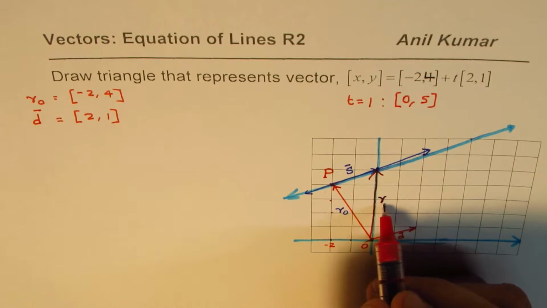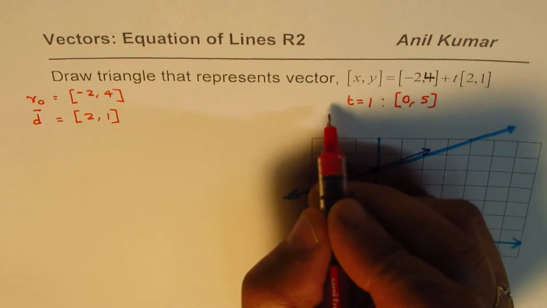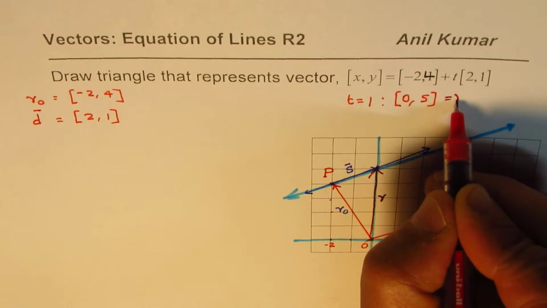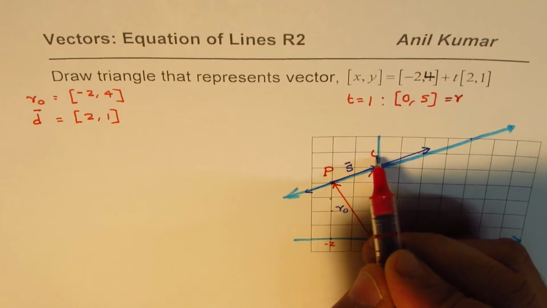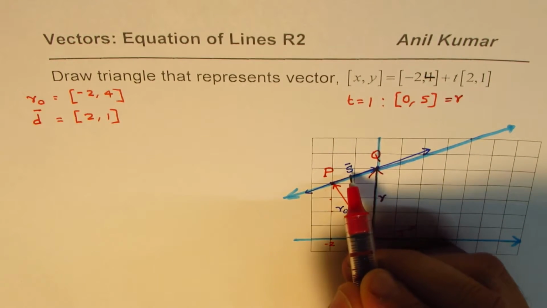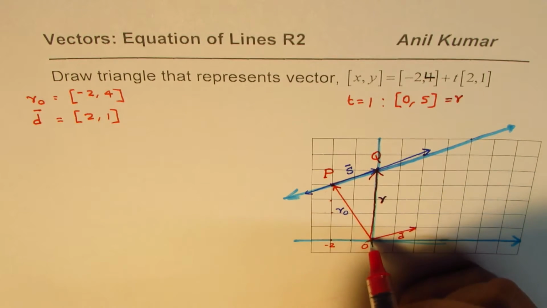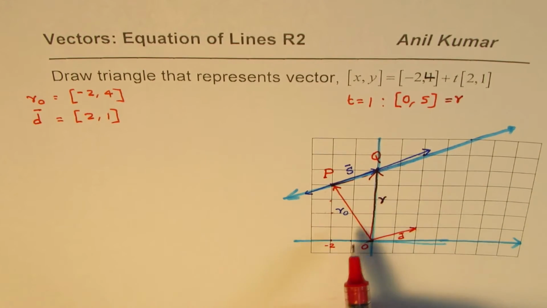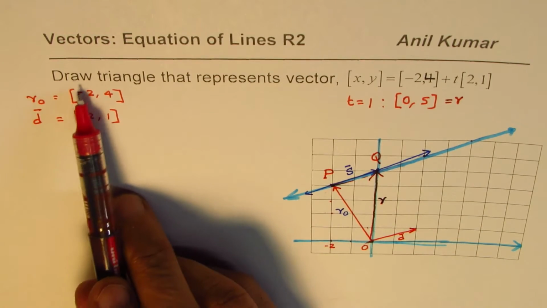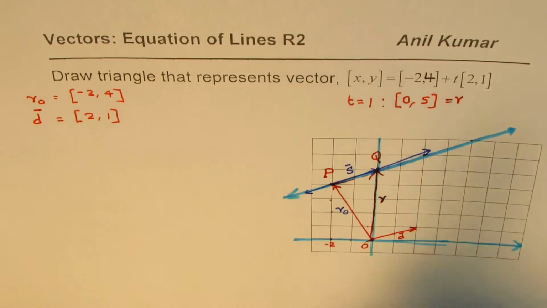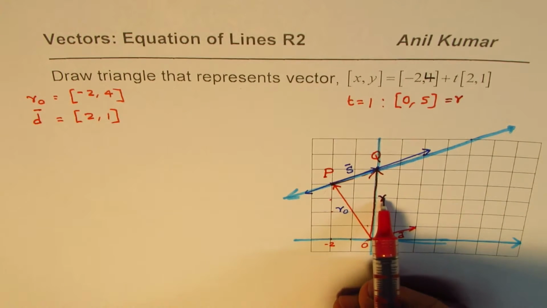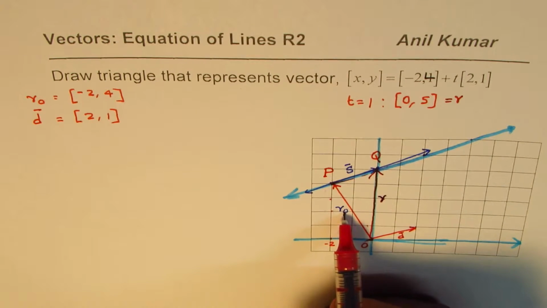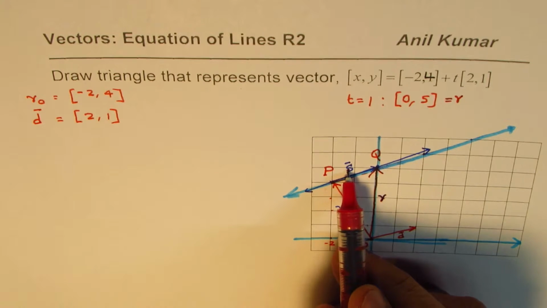So this is represented by the vector r. And from P to R, let me call this Q, is the vector s. So that becomes a triangle. So this is the triangle which we are talking about when we say draw a triangle that represents the vector. So the combination of these two is r. So we say r is equal to r0 plus s. Do you get the idea?